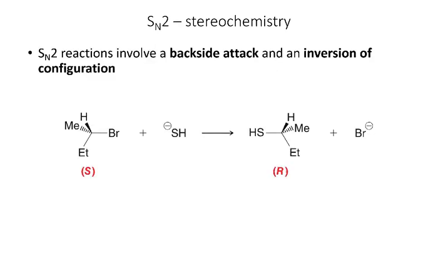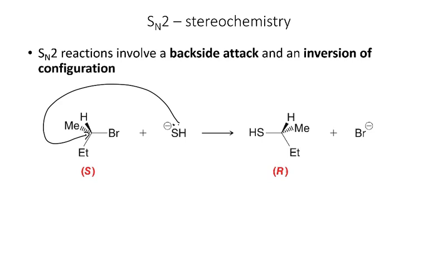Another really important feature of SN2 reactions is the stereochemistry, and the fact that SN2 reactions involve what's called a backside attack and an inversion of configuration. What we mean by backside attack is if the halogen is on this side of the substrate, the nucleophile actually attacks from the other side. So the lone pair on the nucleophile attacks the back end of the carbon atom.